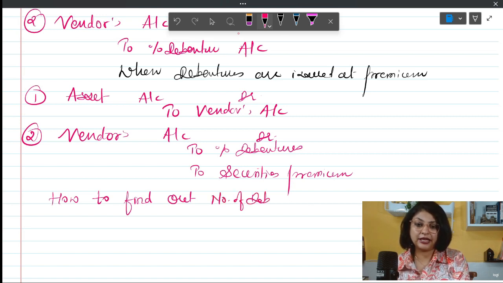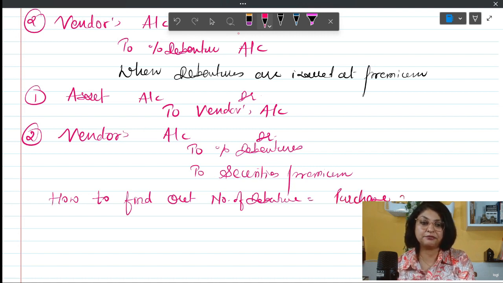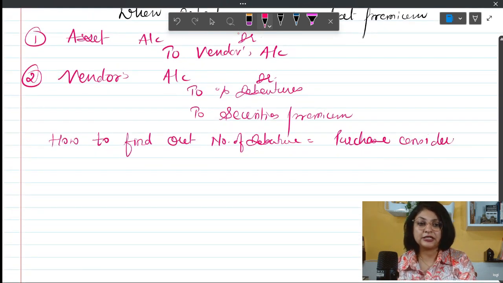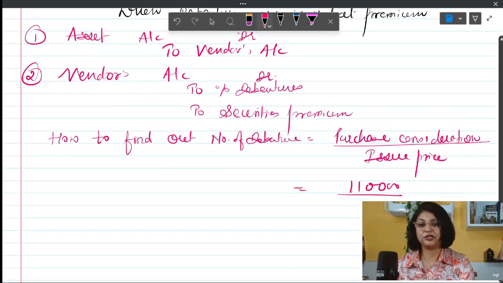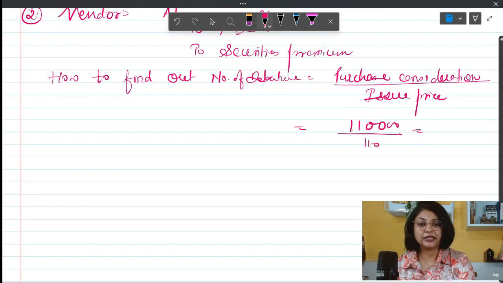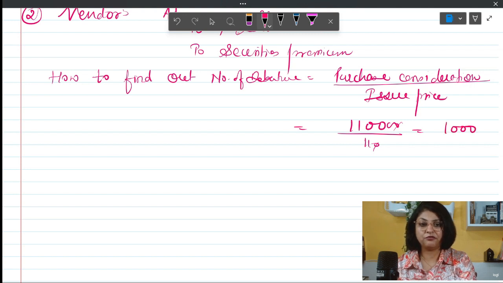For this, we will apply this formula. We will write purchase consideration. Purchase consideration in simple language is the value of the machine or whatever asset you have bought. Purchase consideration divided by issue price. Let's assume that purchase consideration is 1,10,000 and you have issued debentures at 110. So you are going to get the number of debentures over here. The number of debentures is going to be 1,000. So these 1,000 debentures you have issued for a purchase consideration of rupees 1,10,000.